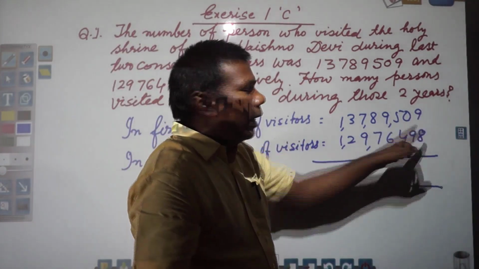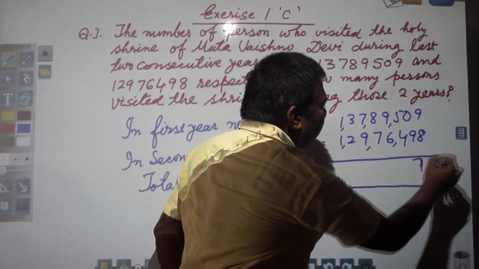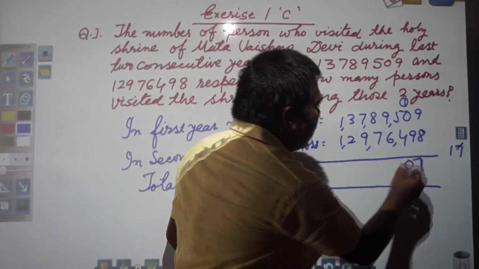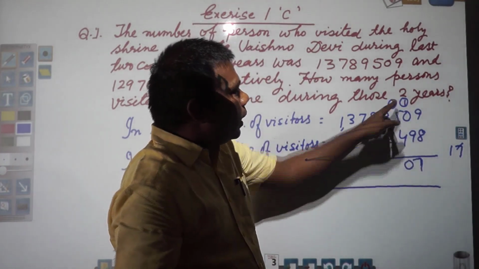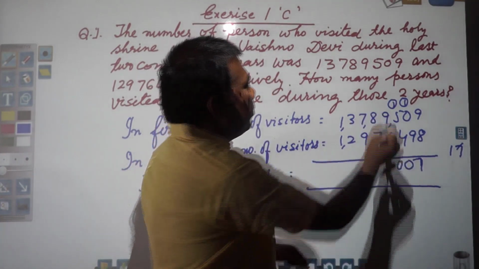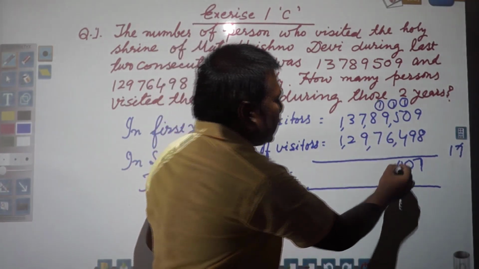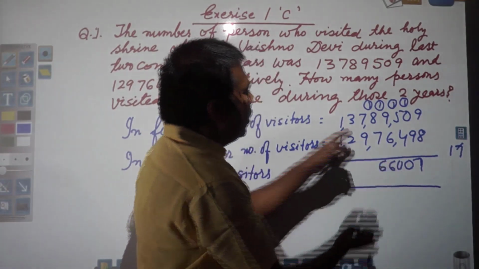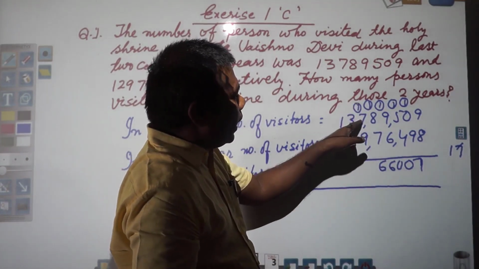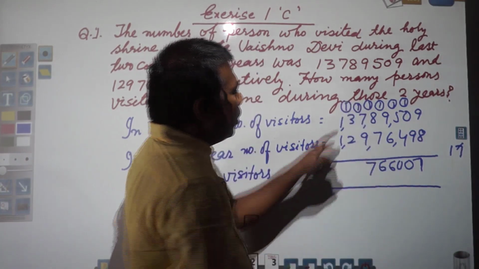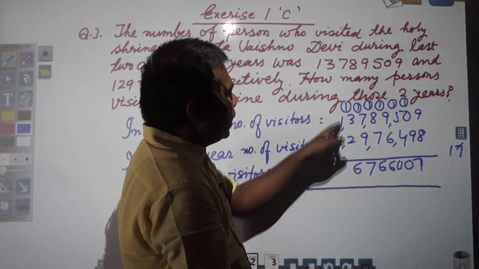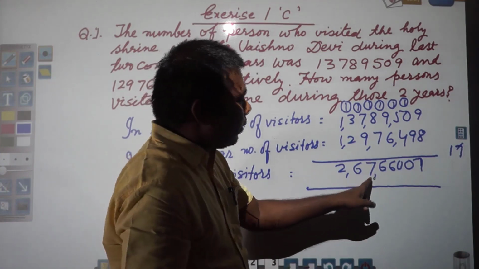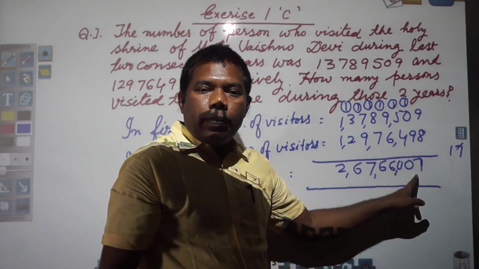So 9 and 8, 17. 7 you will write, 1 in hand. You see, 1 and 9, 10. Again 1 in hand. 5 and 4, 9. And 1, 10, 0. And again 1 in hand. 1 and 9, 10. 10 and 6, 16. Again 1 in hand. 8 and 7, 15 and 1, 16. 1 in hand. 7 and 1, 8. 8 and 9, 17. 1 in hand. 1 and 3, 4. 4 and 2, 6. And this became 2. So the number of visitors in these 2 consecutive years would be 2 crore 67 lakh 66,007.